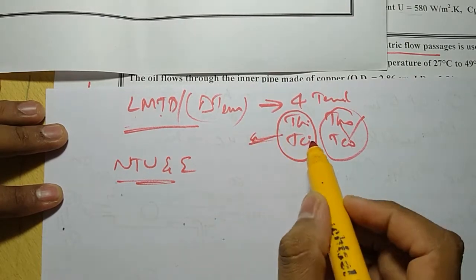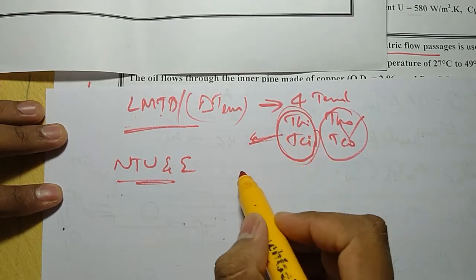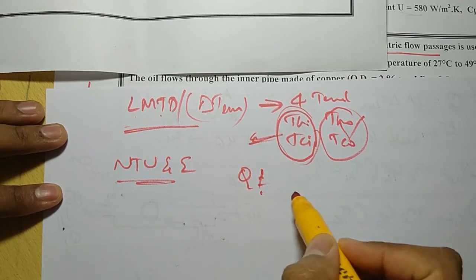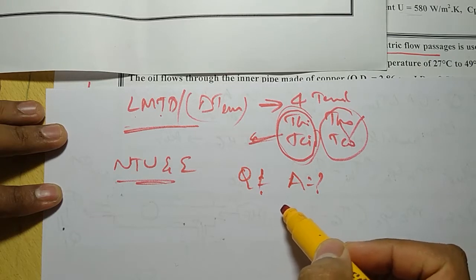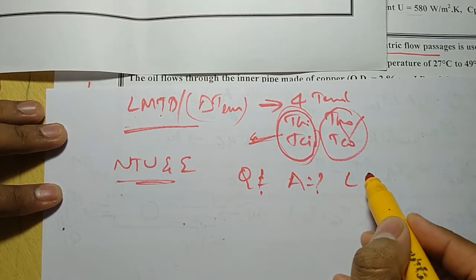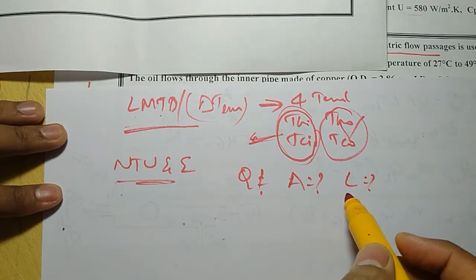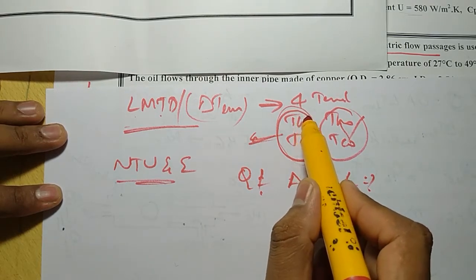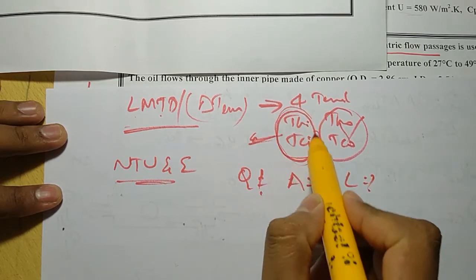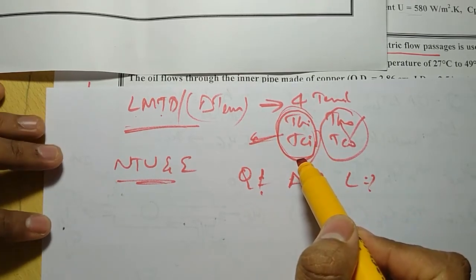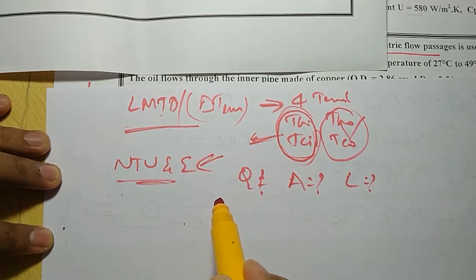Even in this condition, if you know only the two inlet temperatures, you can find out the rate of heat transfer. Once you know the rate of heat transfer, you can find out the area required for the heat exchanger and the length required for the heat exchanger. Those things can be calculated. In the problem, only THI and TCI are given. You should understand that you should go for the NTU and effectiveness method.